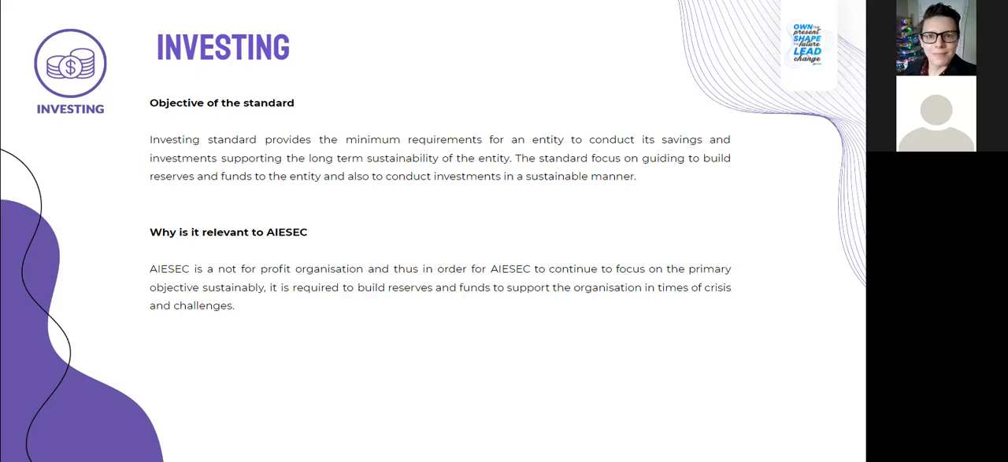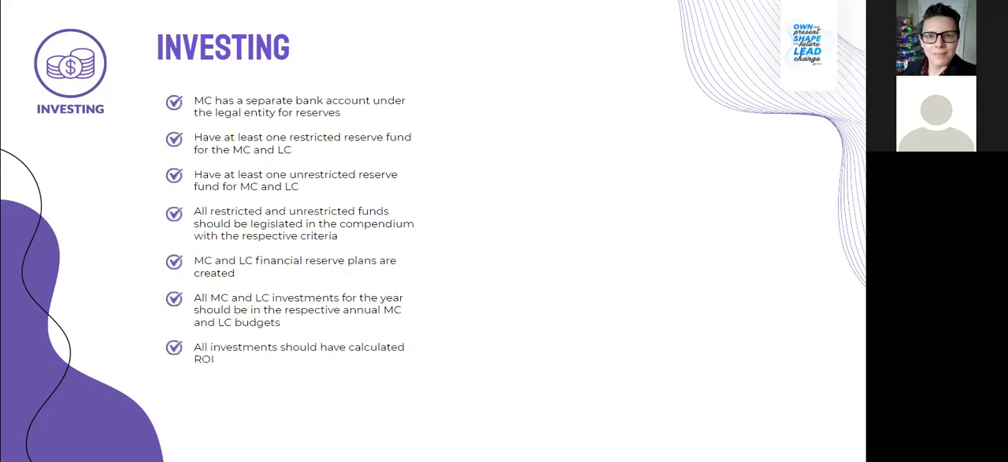And for that, we are going to give you a tool and a process to follow, mostly a guidance on how you should be doing the investments. It is not mandatory to use the tool, but it is mostly a guide that you can adapt to your context. So what we are going to see mostly on the substandard is that all investments should have a calculated ROI, and with this we start.